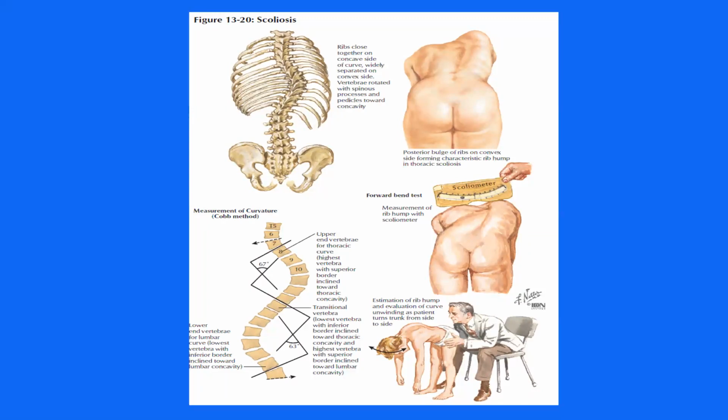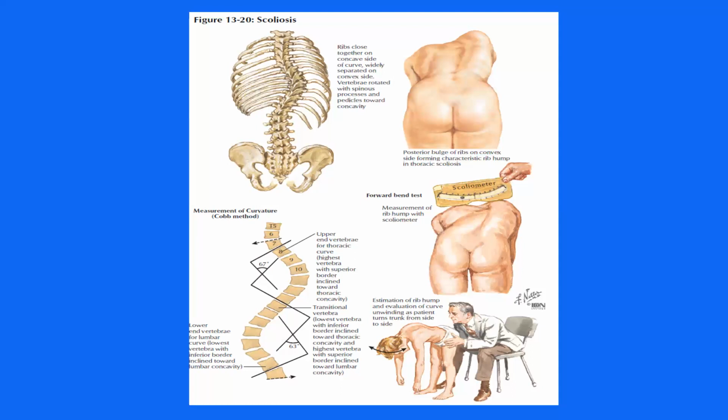We know that it consists of rotation, and the amount of rotation, which is maximum, is at the apex of the curve. The end vertebrae are the vertebrae which are most tilted in the concavity of the curve. The way we examine these patients is while the patient is sitting on a chair and we look from behind, we can see the rib hump. There is a scoliometer that helps in diagnosing scoliosis, and many schools use it.